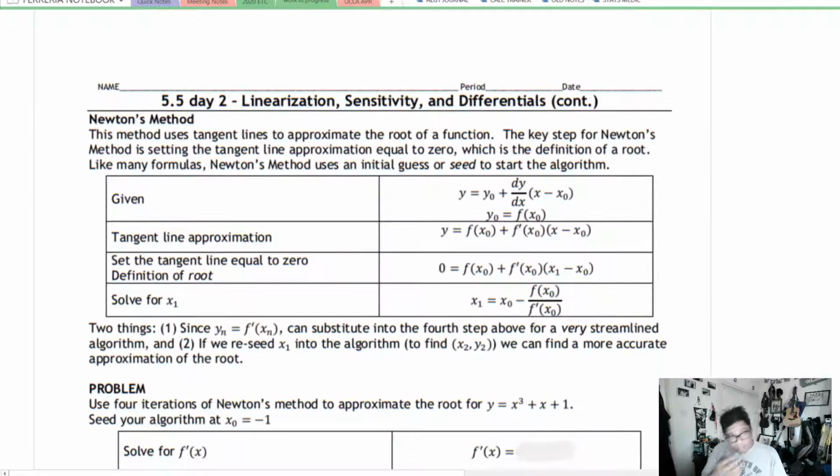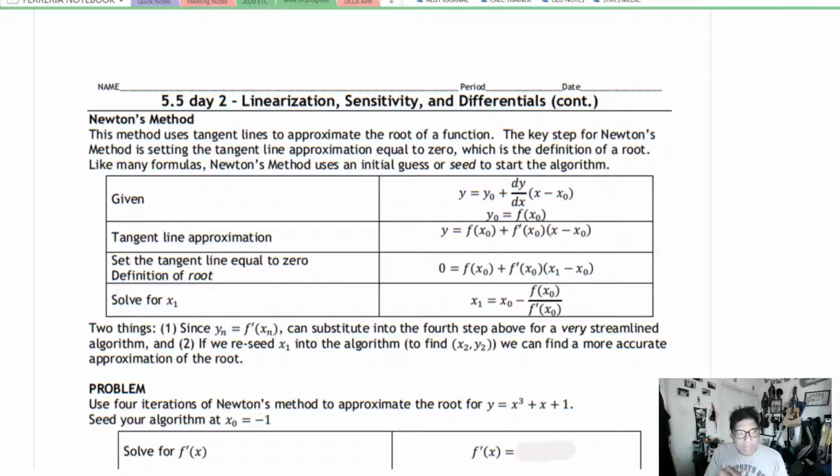And finally, we're going to use this in Newton's method. So Newton's method, what the heck is that? Well, Newton's method uses tangent lines to approximate the root of a function. Now the key step here is going to be setting the tangent line equation equal to 0, which is a definition of a root. So the tangent line is equal to 0.